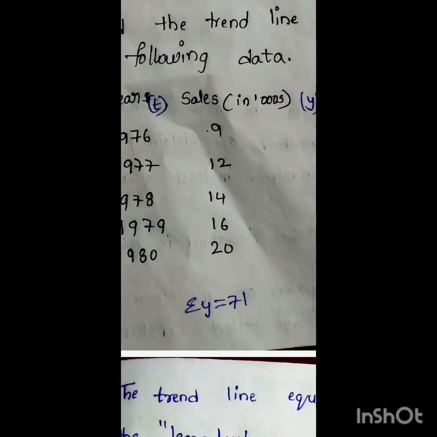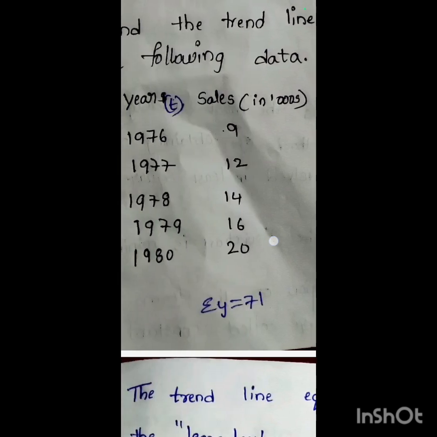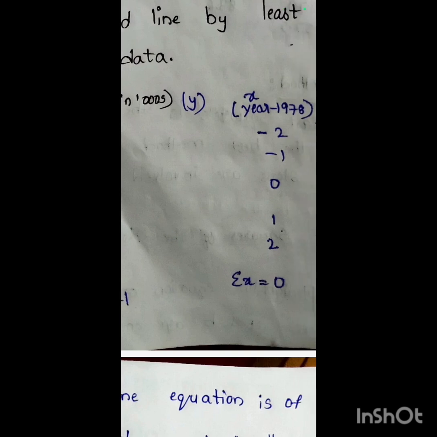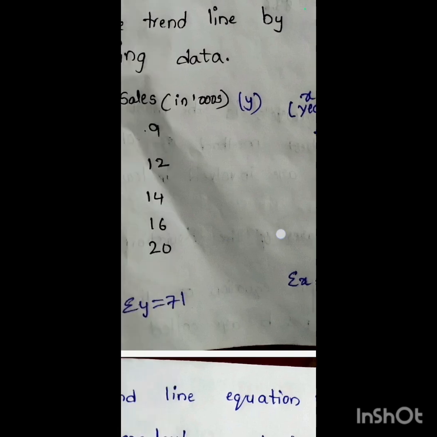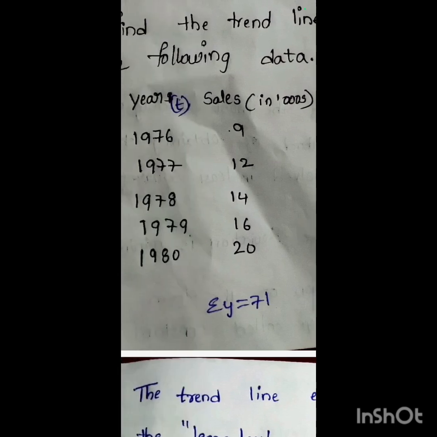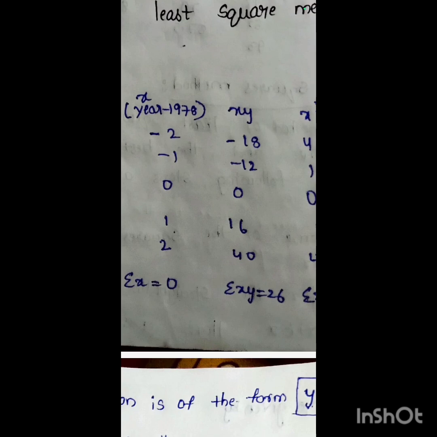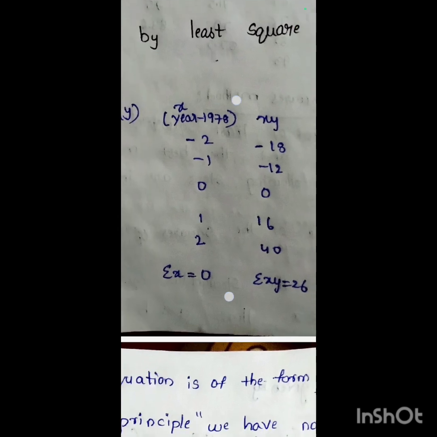1976 minus 1978, that is minus 2. 1977 minus 1978, that is minus 1. 1978 minus 1978 becomes 0. 1979 minus 1978 becomes plus 1. And 1980 minus 1978 becomes 2. So we already have the y values and x values over here.